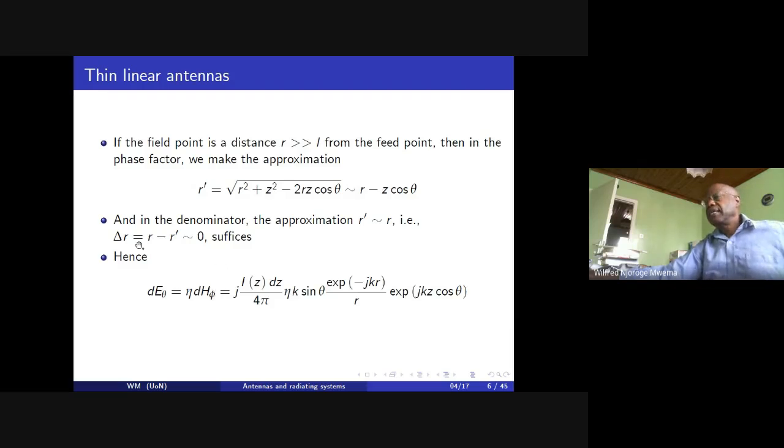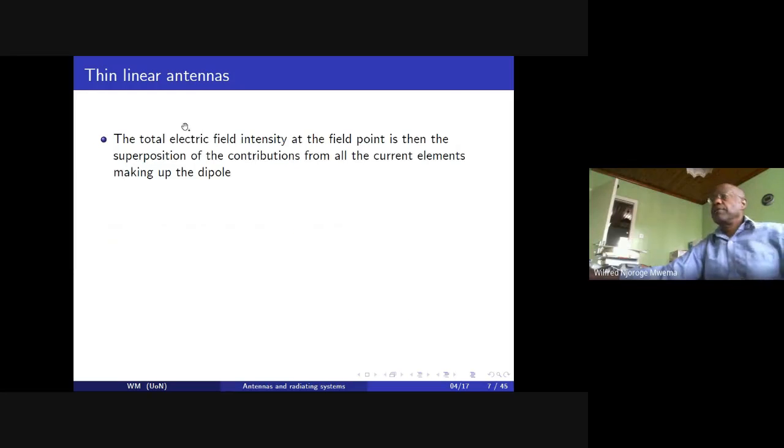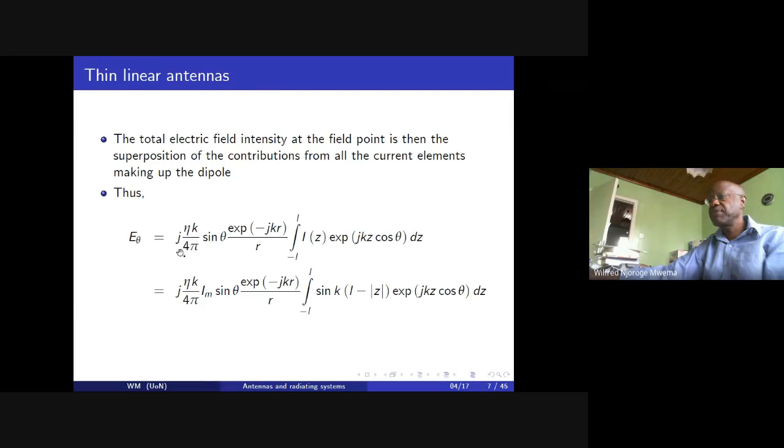And therefore, the contribution of that current element Iz dz to the field at the field point, dE theta, is going to be given approximately by J multiplied by eta K sine theta, multiplied by the propagation factor and the phase factor. So the total electric field intensity at the field point will then be the superposition of the contributions from all the current elements that make up the dipole. Thus, we can write E theta equal to J eta K by 4 pi sine theta, exponent of minus JKR by R, integrating from minus L to L of Iz, the exponent of JKZ cos theta dz.